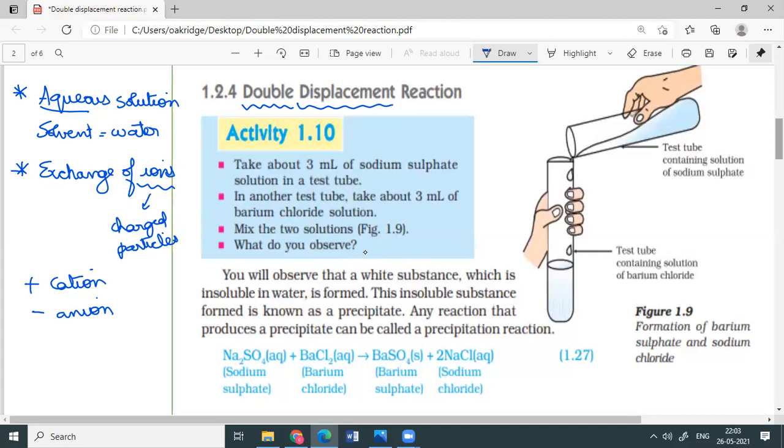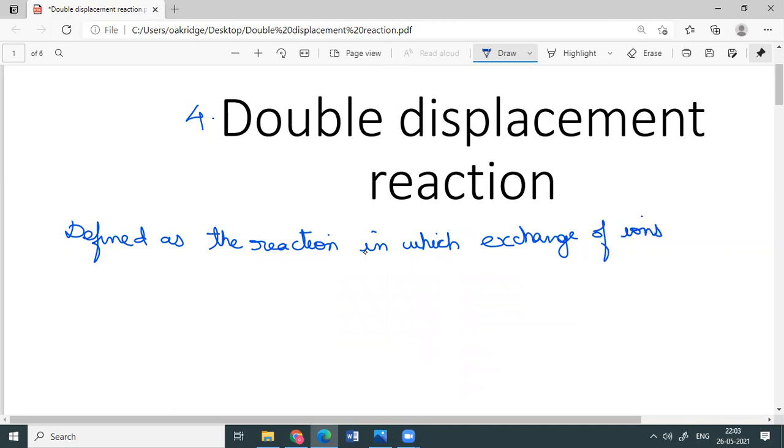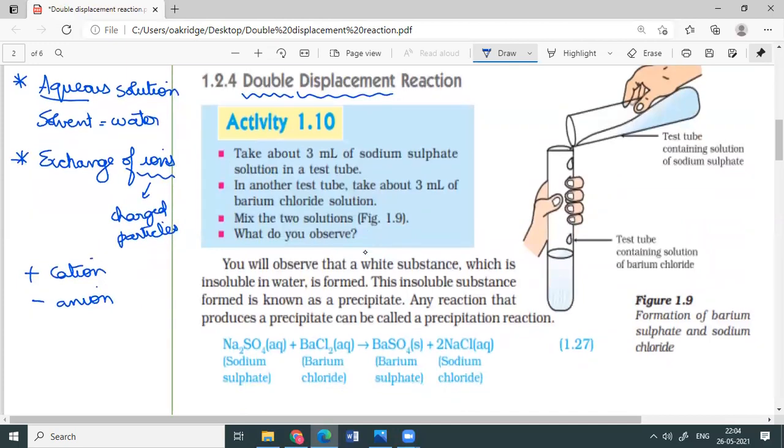If anybody asks you to define double displacement reaction, it can be defined as the reaction in which exchange of ions takes place. Just because the word displacement has come, please don't get confused. That's the main thing. So the reaction in which the exchange of ions takes place is called a double displacement reaction. Easy, right?